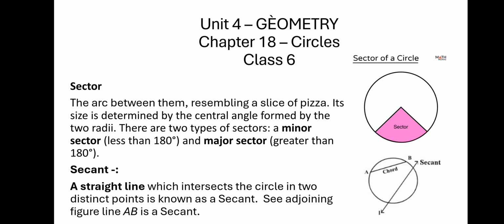Secant. A straight line which intersects the circle in two distinct points is known as a secant. See in the adjoining figure, line AB is the secant. I'm sorry, it is line L that is a secant and line segment AB is a chord.